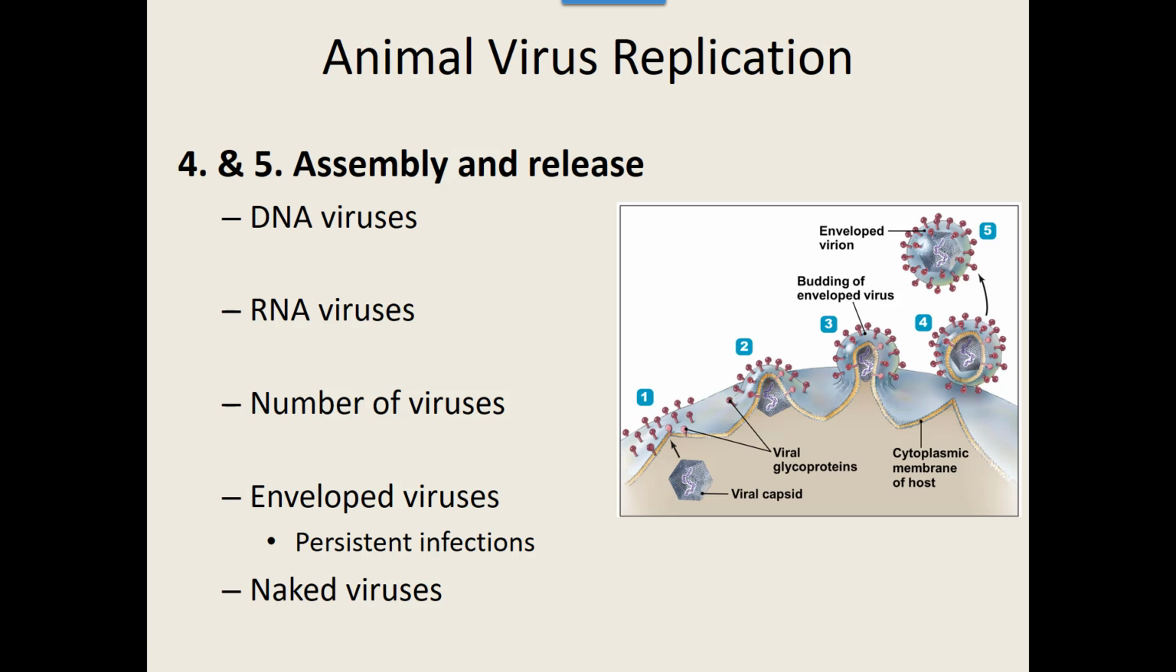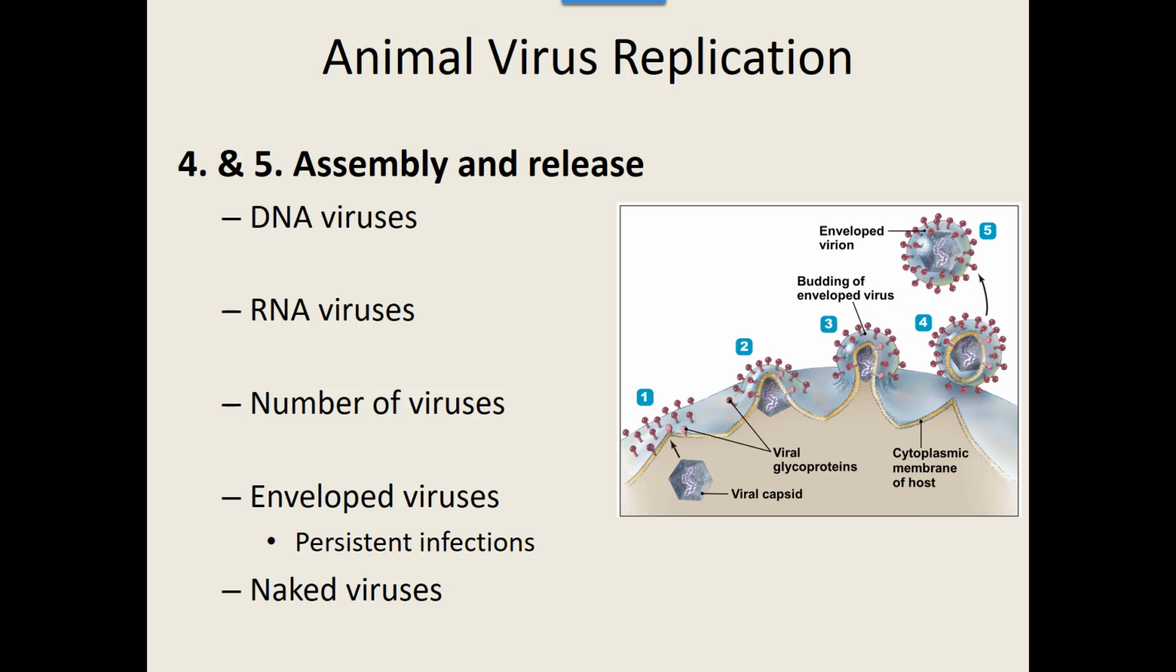Now, the assembly and release portion. DNA viruses are assembled in the nucleus. RNA viruses are assembled in the cytoplasm. The number of viruses that are made are dependent on 2 things. One, how healthy the host cell is. The healthier the host cell, the more viruses it can produce. And two, the virus itself. Some viruses naturally produce more viruses in their hijacked host cells.